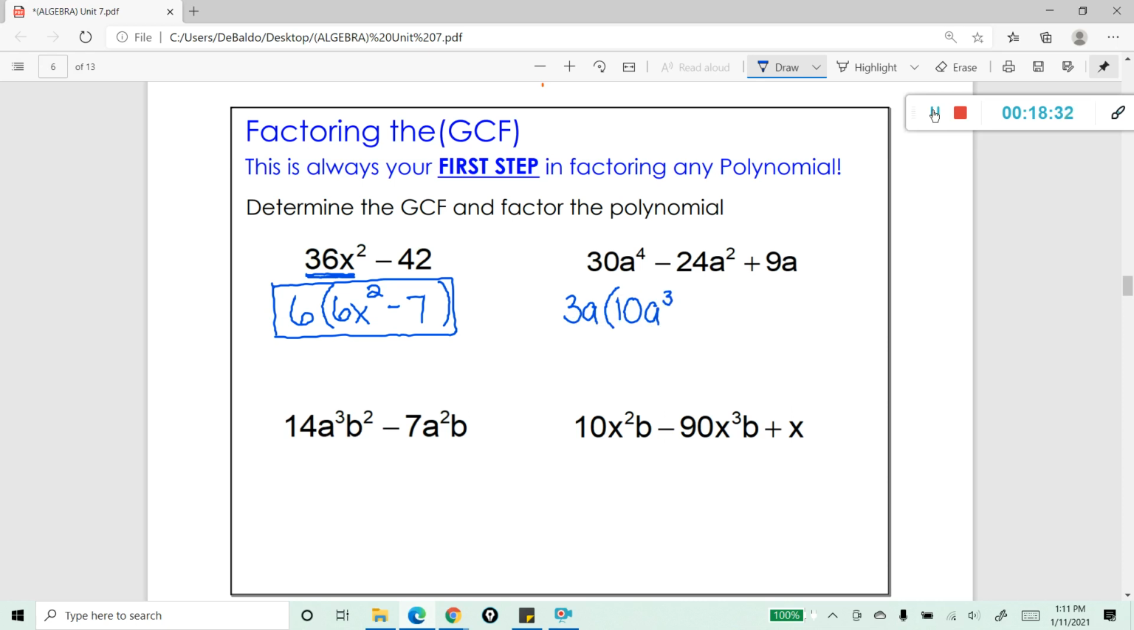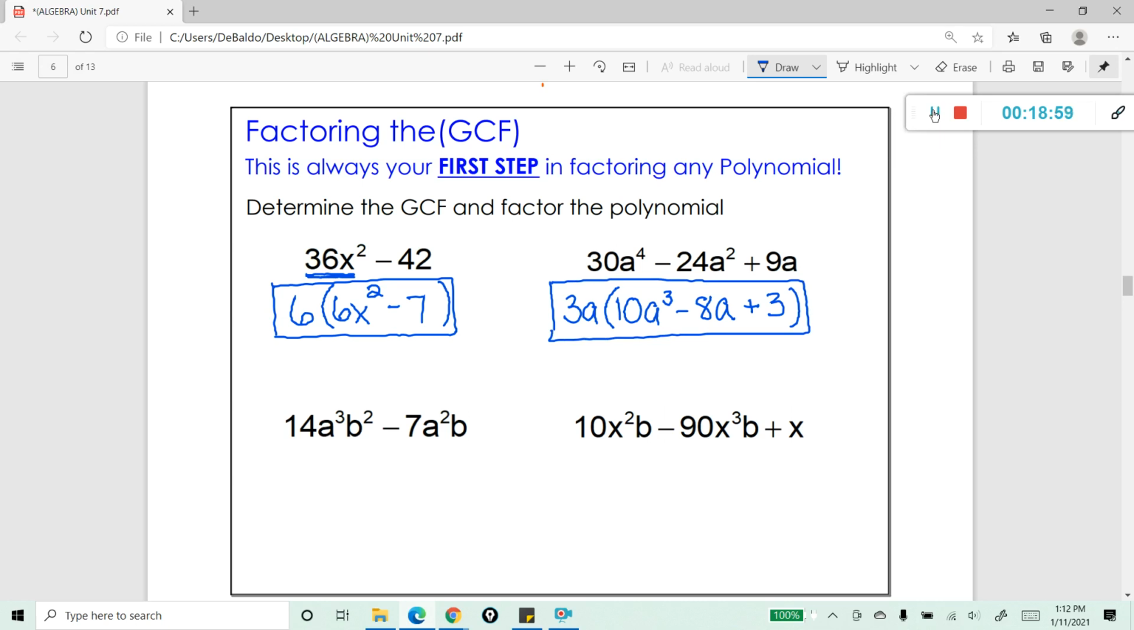Then 3a times what gives us negative 24a squared? Well, that's going to be negative 8a. Then 3a times what gives us 9a? Well, that's just going to be plus 3. And that's it. You've factored your polynomial. These are all of the factors of this polynomial.